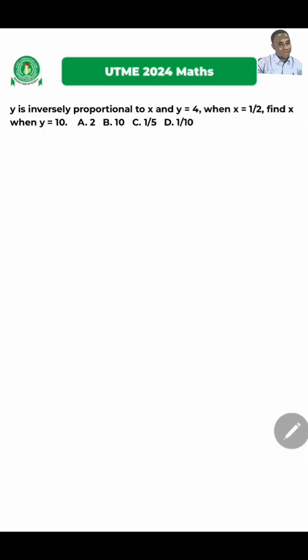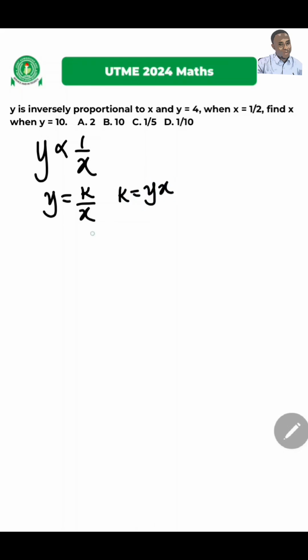Question 3. Y is inversely proportional to X. Y is inversely proportional to X is written this way. And that means that I can say Y equals K over X, and I can say that K equals YX. So I can do Y1 X1 equals Y2 X2. So Y is 4 when X is 1 over 2. Find X when Y is 10.